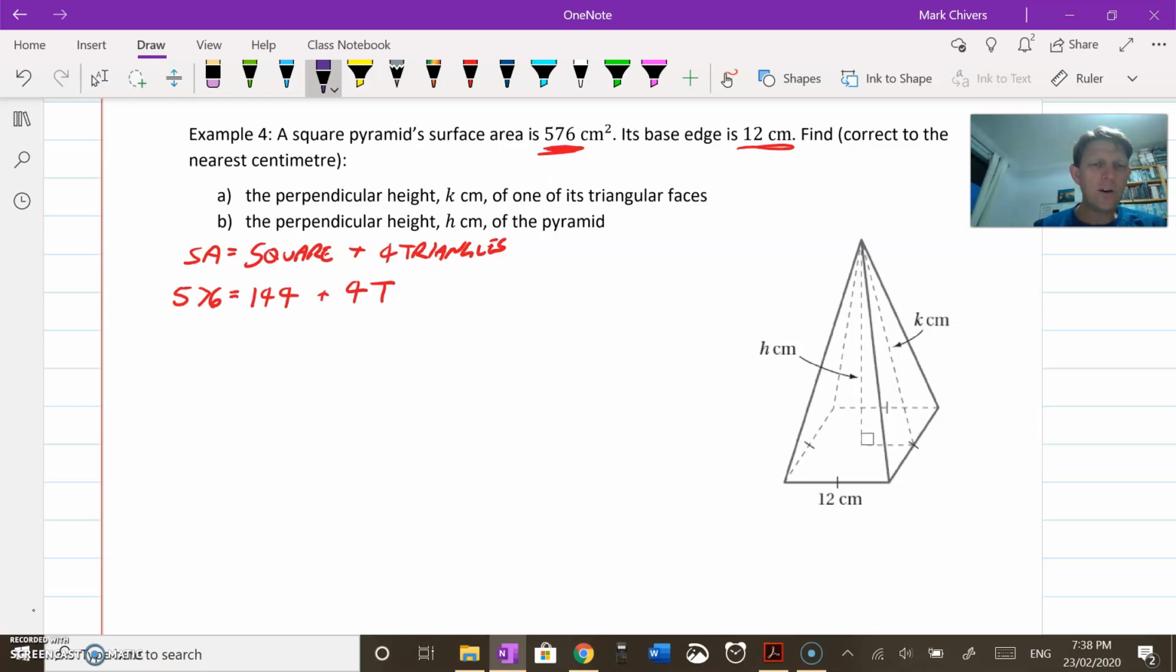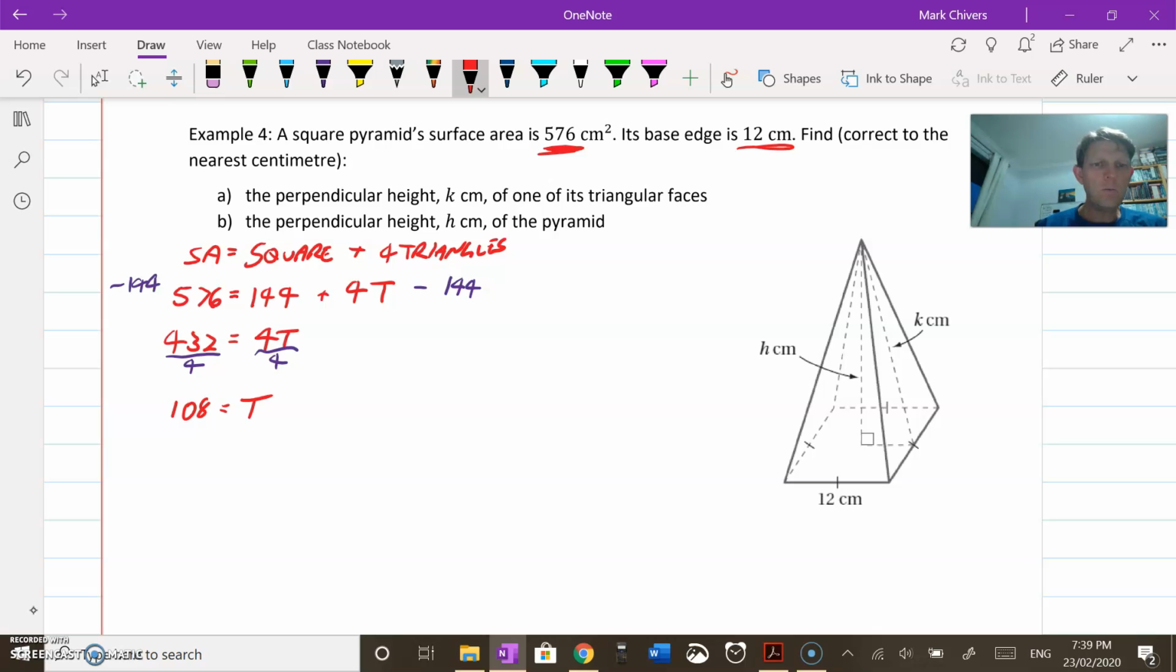If I want to find out what the area of one triangle is, I need to get that T on its own. So first things first, I'm going to take away 144 from both sides, because that's going to get me just the four triangles on their own. And when I do that, that's going to be 432 equals 4T. And then, in order to get the T on its own, what's that 4 doing to the T? It's multiplying it, so we do the opposite, and it's to divide. So we divide both sides, and we end up with 108 equals T. So that means the area of our triangle is 108.